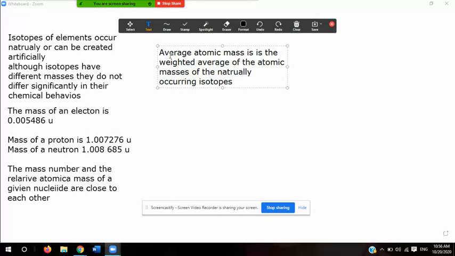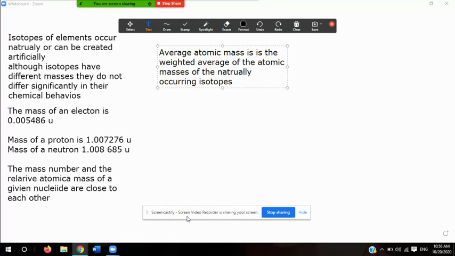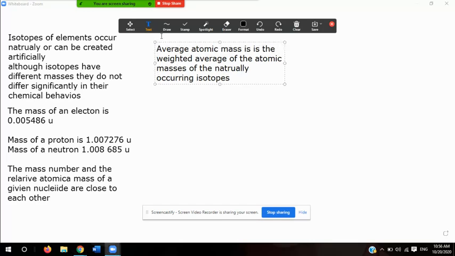It's kind of like when you are averaging something out in math and you say, well, basically it's this plus this divided by this. So pretty much that's what the average atomic mass is. It's the weighted average of the atomic masses of the naturally occurring isotopes. So not the artificial ones, the naturally occurring ones. And there's a little bit of a formula.